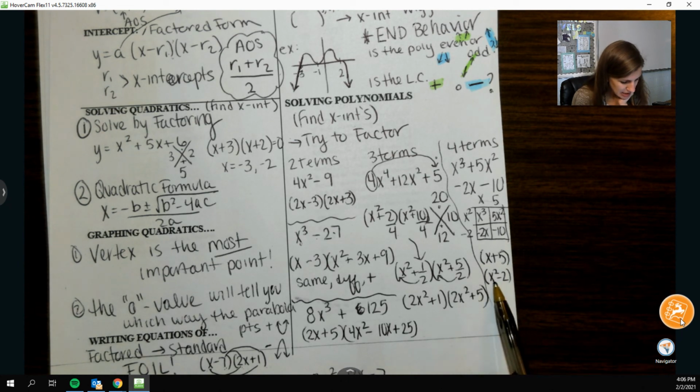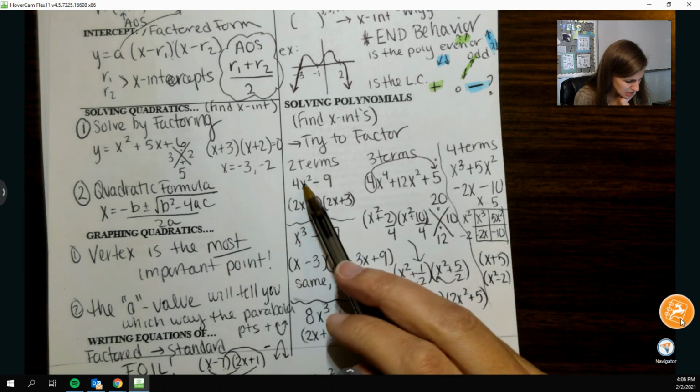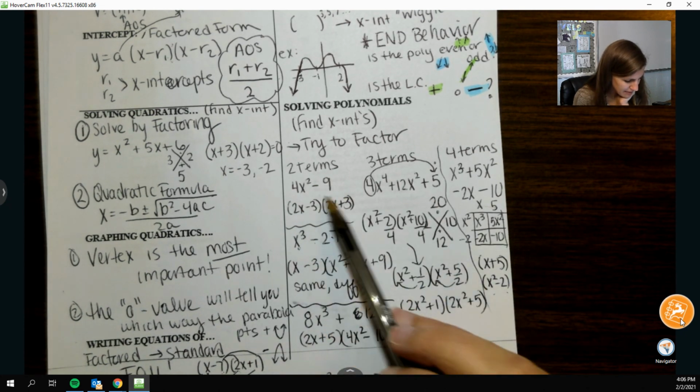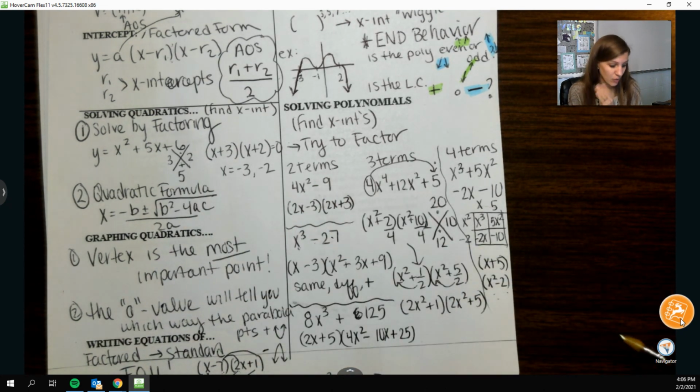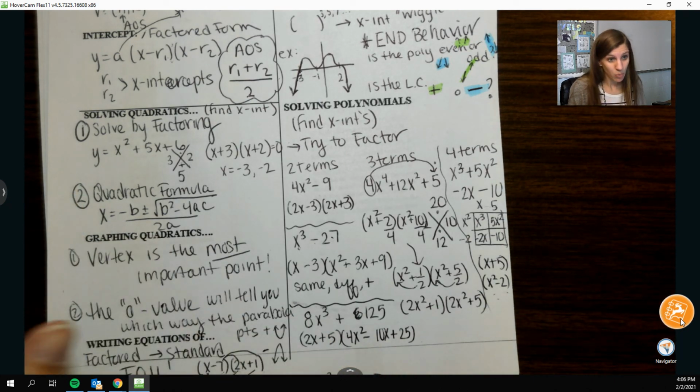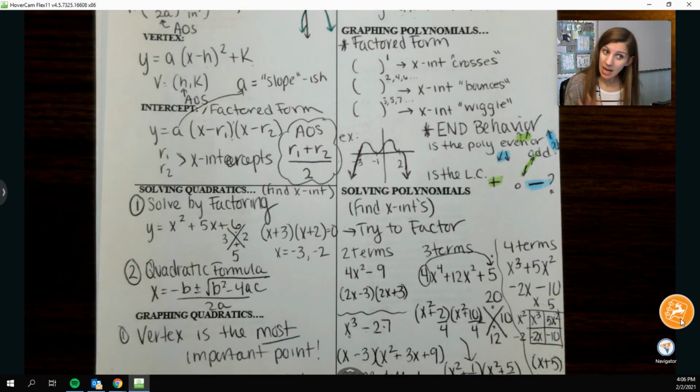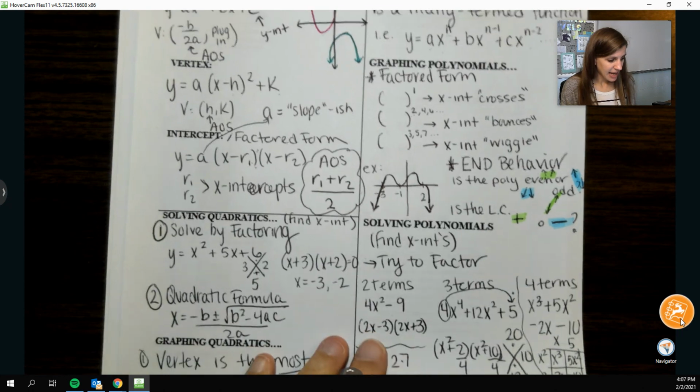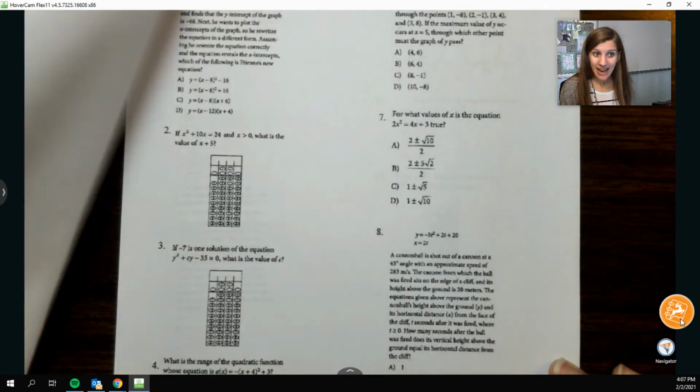But right here, this is quadratic with two terms, but they're not perfect squares, so I can't factor it. I'd have to do something like the quadratic formula. Oh my word, that was long. So I'm going to stop this video here, and then I'm going to do some of these examples with you in the next one.